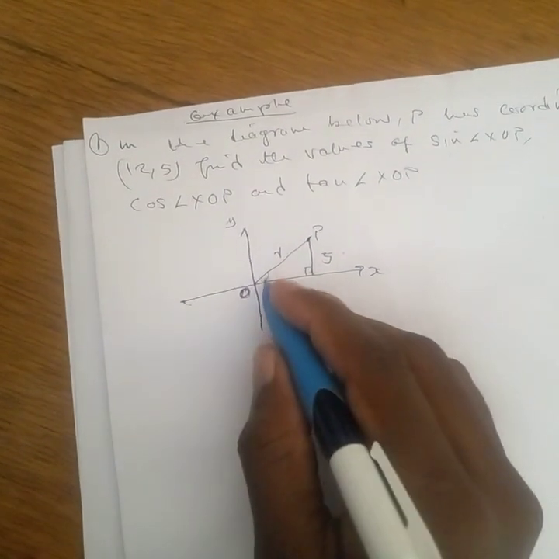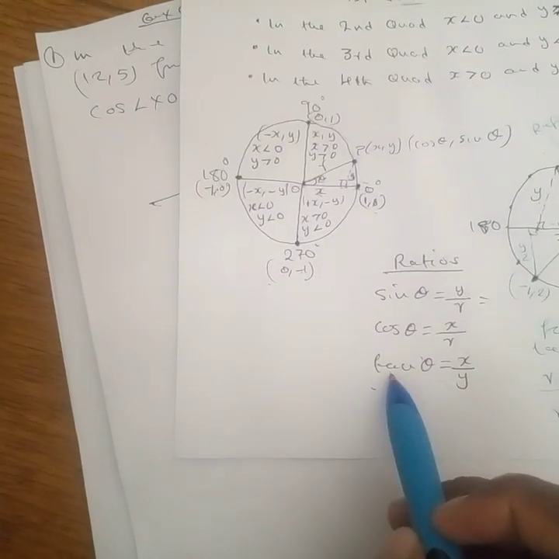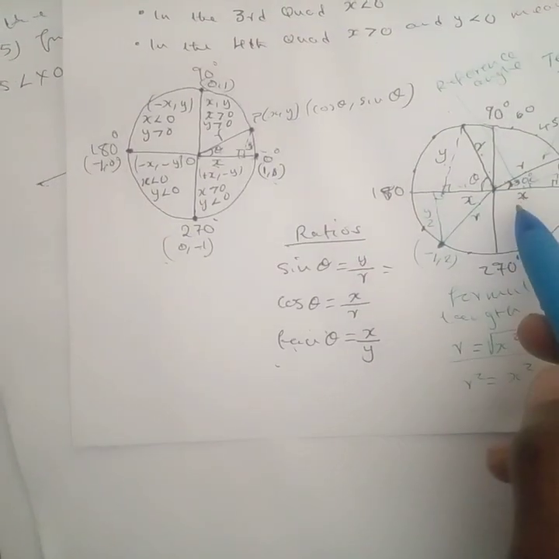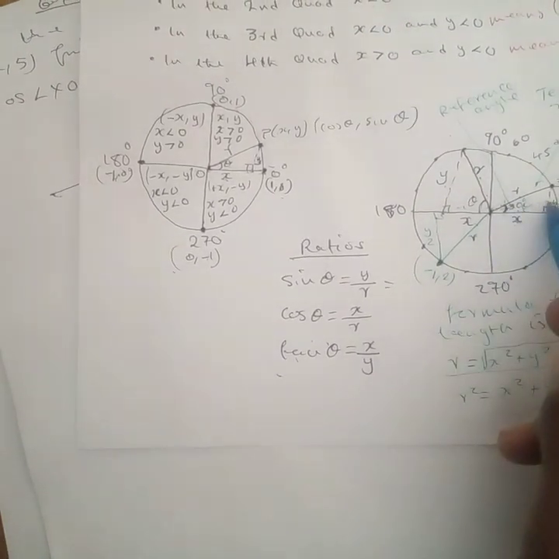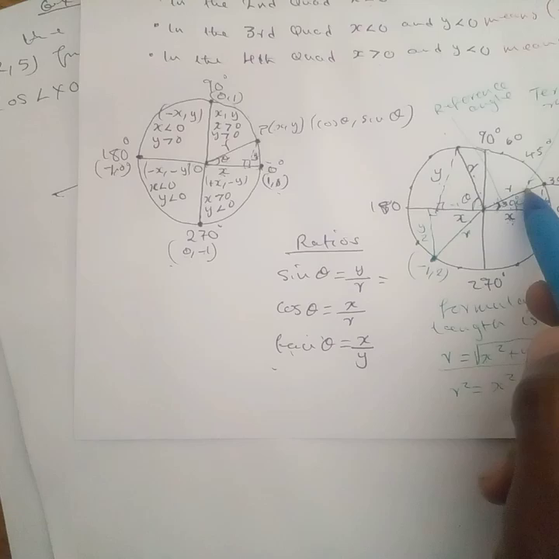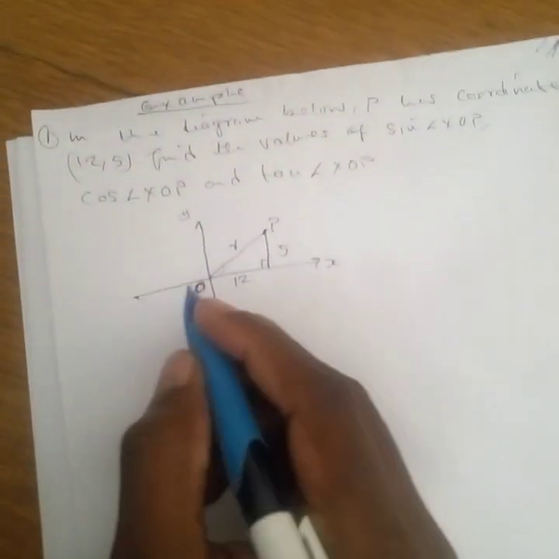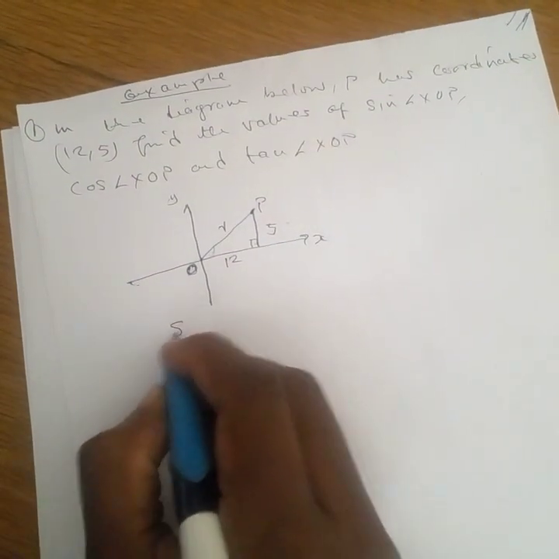So how do we find this angle? It is very simple. If you know these ratios, then to find any angle, for instance, if we are told to find sine, sine is opposite over hypotenuse, so it will be y over r. Simple. So we move on to solutions. Let's do the solutions just here.